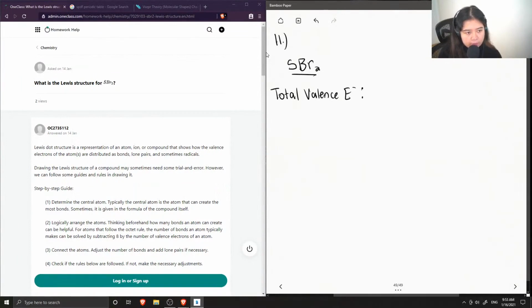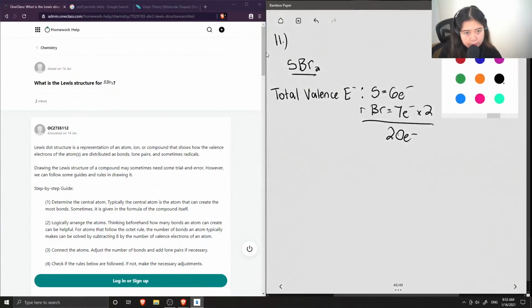So we have sulfur, which contains 6 valence electrons, and we have bromine, which contains 7. And there are 2 bromine atoms, so we multiply this by 2. And we get a total of 20 valence electrons.